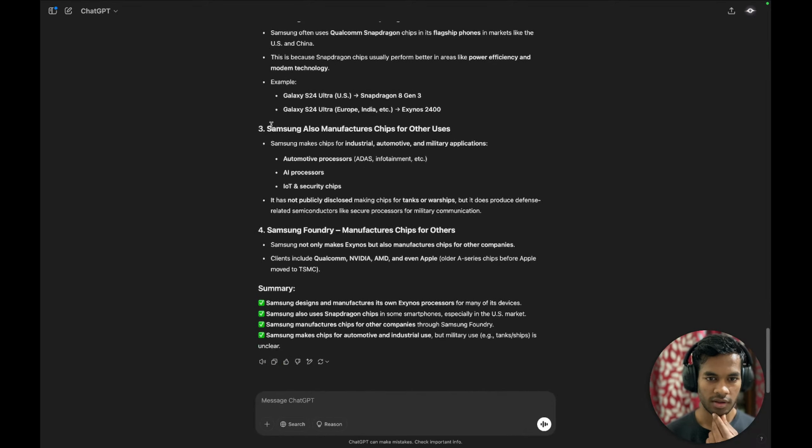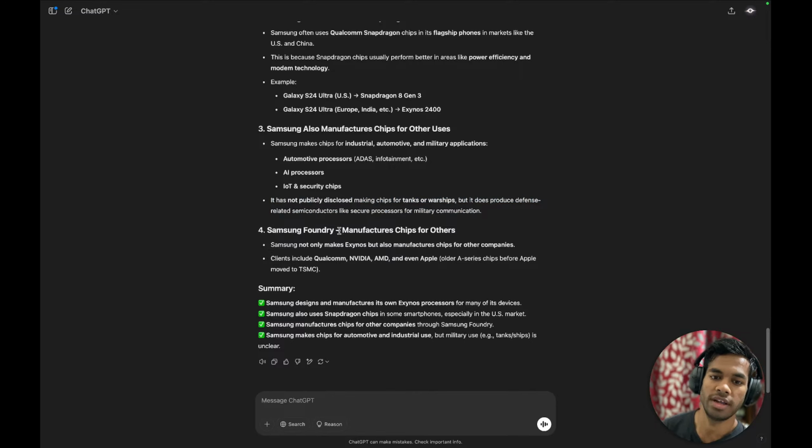Samsung also manufactures chips for other users. Samsung makes chips for industrial, automotive, and military applications: automotive processors, ADAS, infotainment, AI processors, IoT, and security chips. It has not publicly disclosed making chips for tanks or warships, but it does produce defense-related semiconductors like secure processors for military communication.